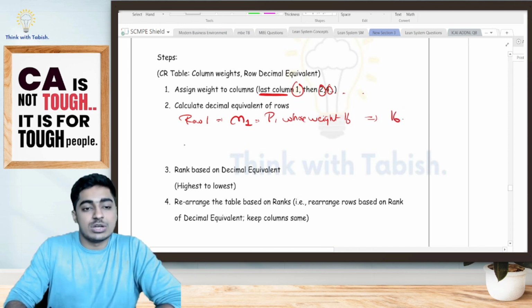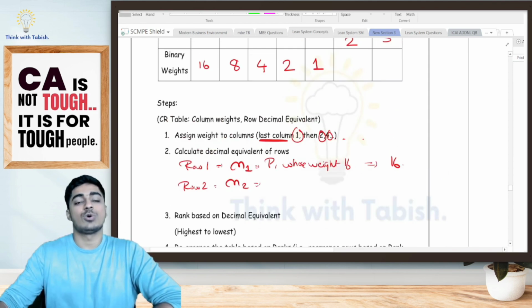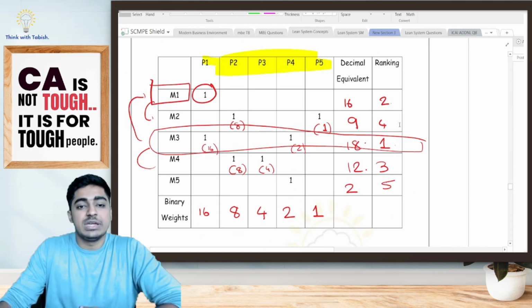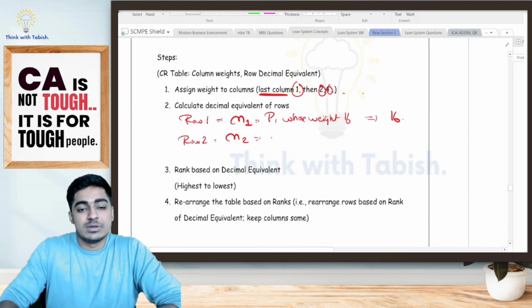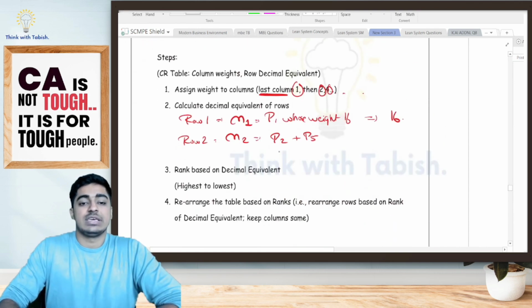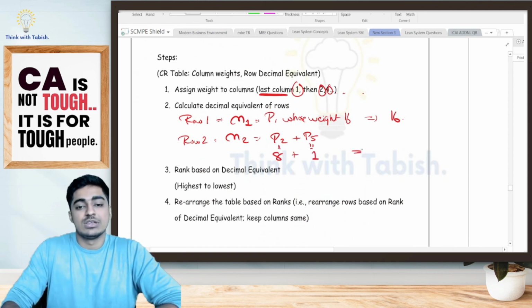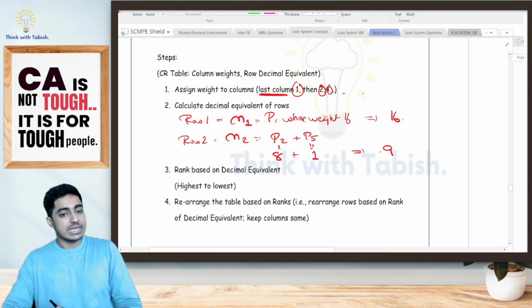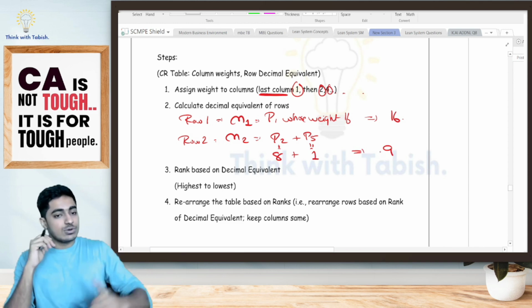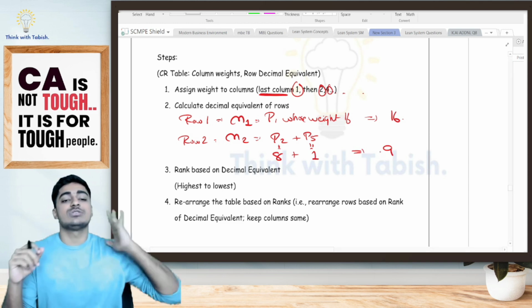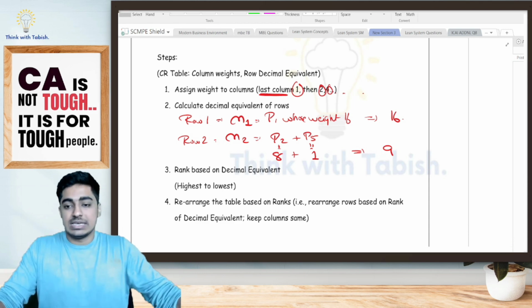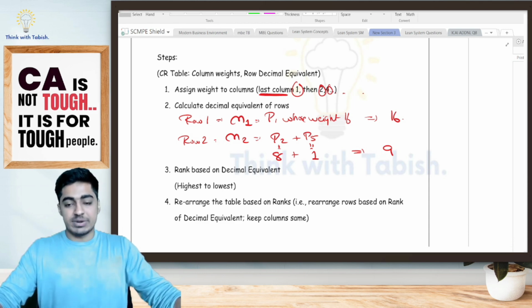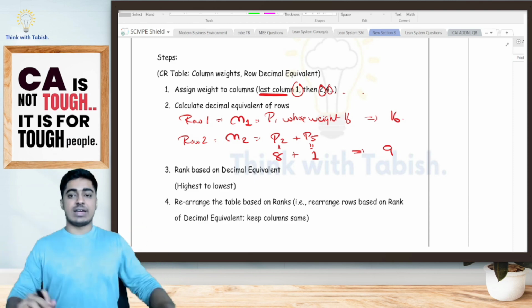Next row number 2, which is machine number 2. What all parts is it producing? P2 plus P5. What is the weight of P2? 8, plus P5 is going to be 1. So the decimal equivalent is going to be 9. This way we have done for every row. We have given them the ranking. Based on that, we have rearranged the table. Is this clear, students? Everybody is with me. Should we continue, students?